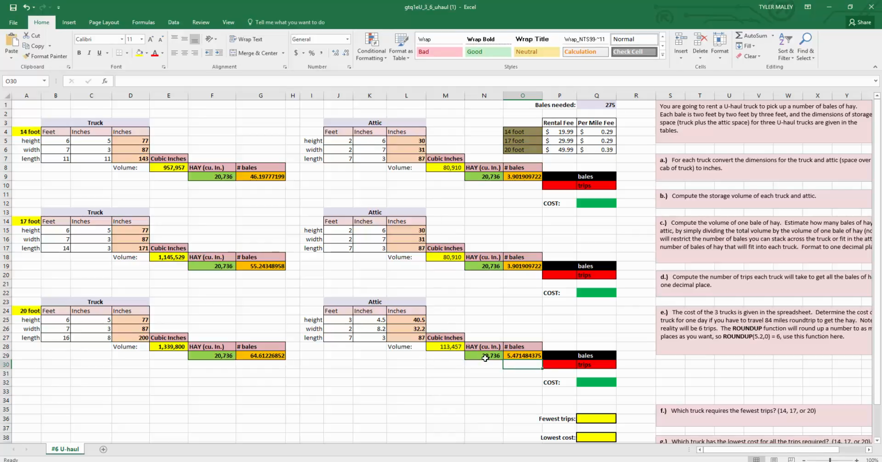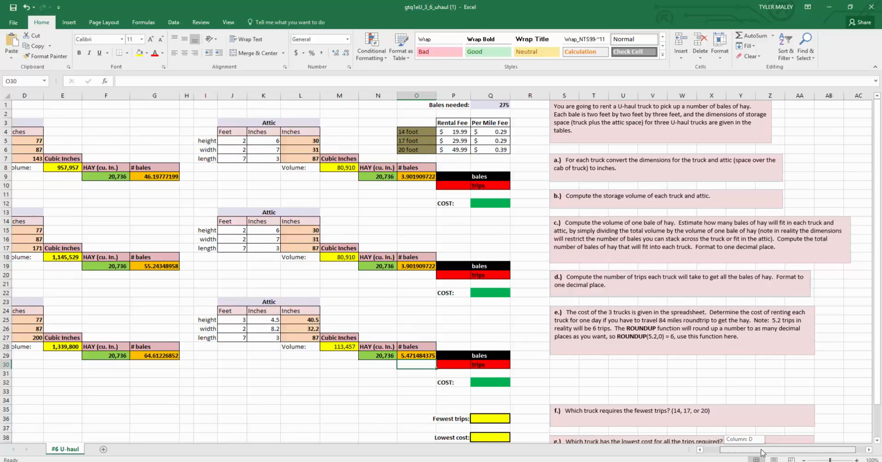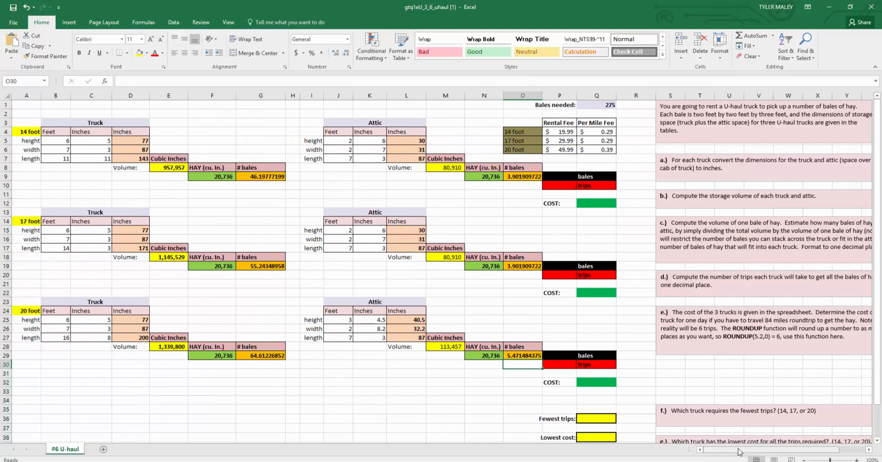All right, so we have that figured out. We have figured out how many bales will fit in each part of the truck, in the truck and in the attic. So now what we need to do is compute part D, compute the number of trips each truck will take to get all the bales of hay, formatted to 1 decimal place, right?